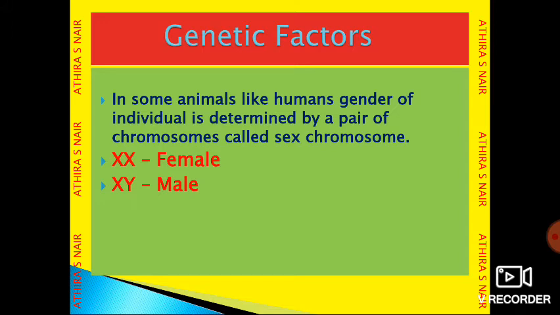Genetic factors. In some animals like humans, the gender of an individual is determined by a pair of chromosomes called sex chromosomes. In the case of females, as you know, the sex chromosomes are XX, and in the case of males, the sex chromosomes are XY.